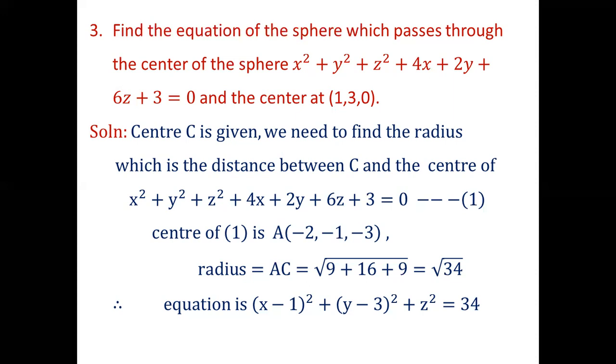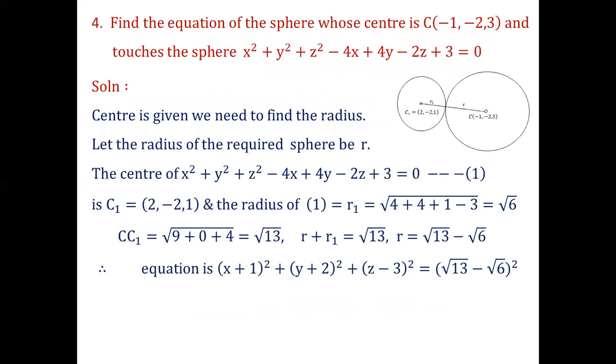Now we have got the radius and we also have the center. So find the equation of a sphere. Again use the formula x minus alpha the whole square plus y minus beta the whole square plus z minus gamma the whole square equals r square. Substitute the values, and you are going to get the required equation of a sphere.